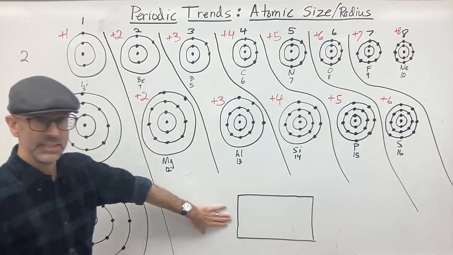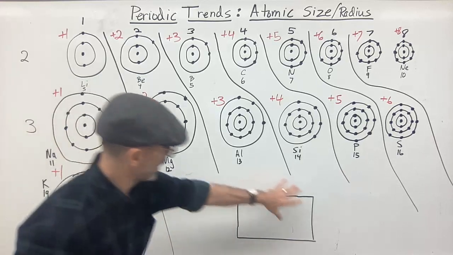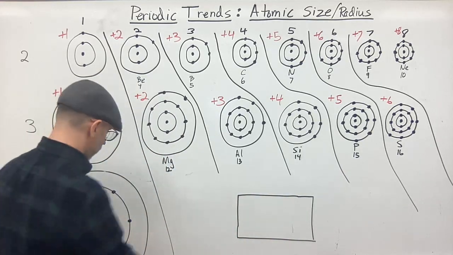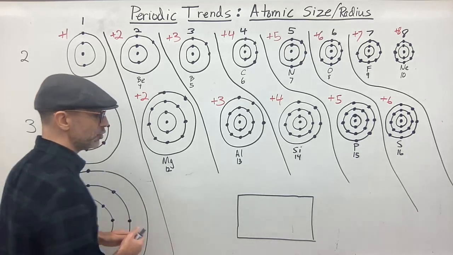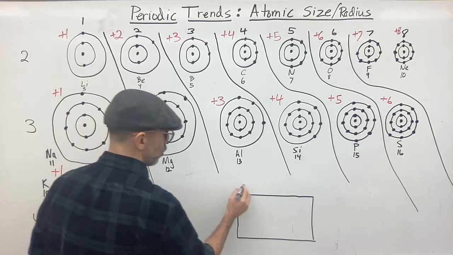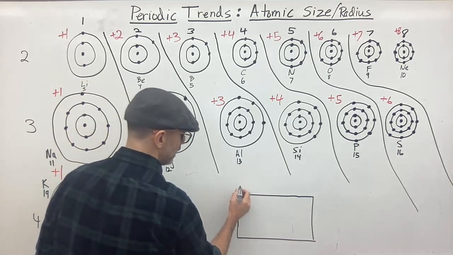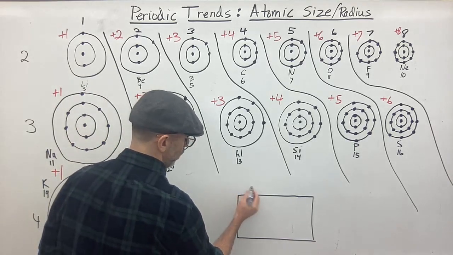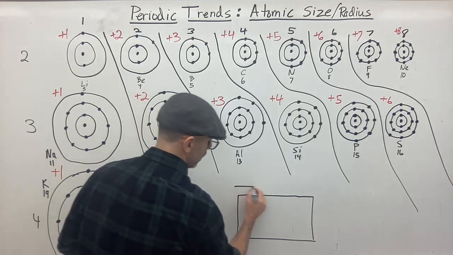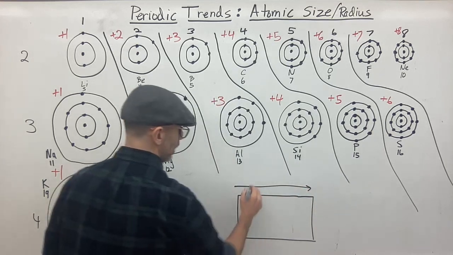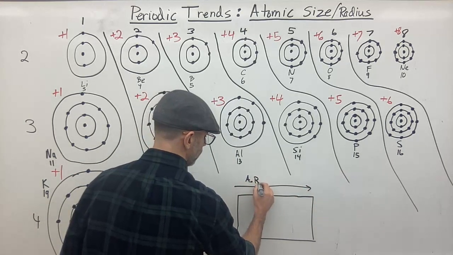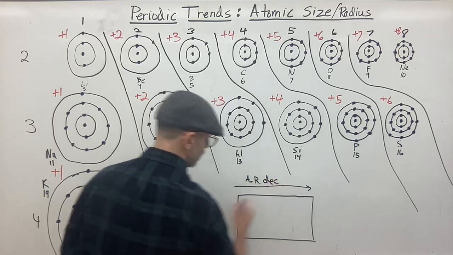So down here I have my rectangle. This is going to represent my periodic table. So when I put in the trend, if we're talking about atomic size, it's going to decrease going this way. So if you go this way, left to right, atomic size or atomic radius decreases.